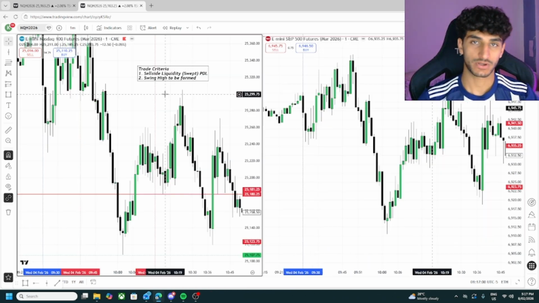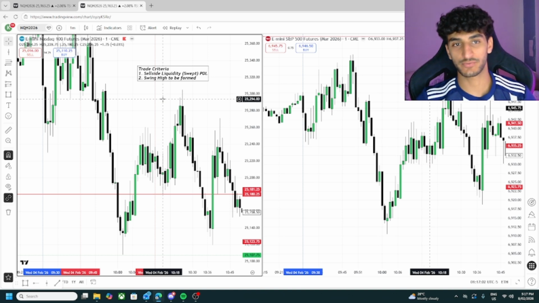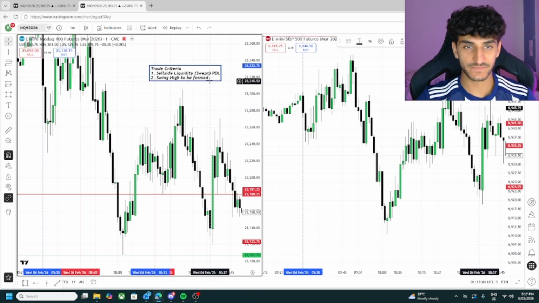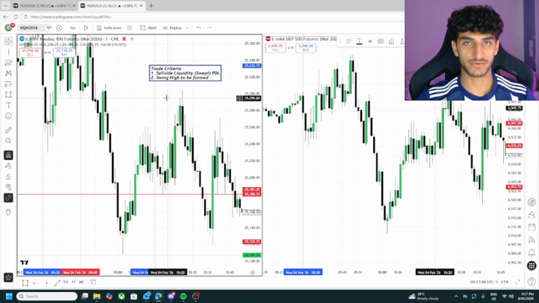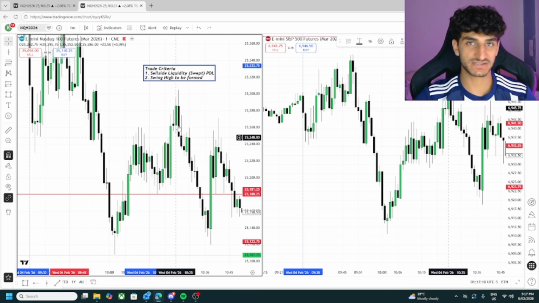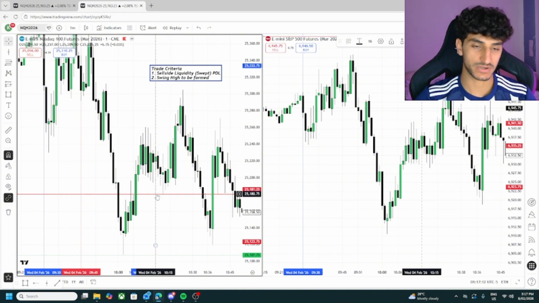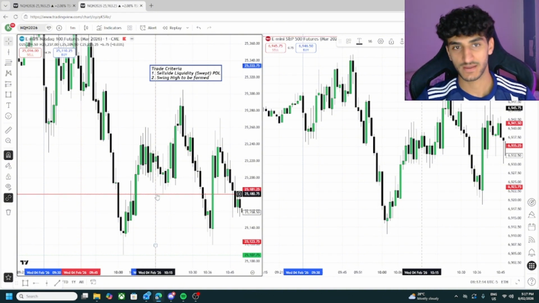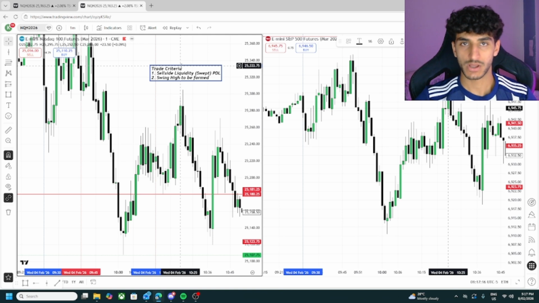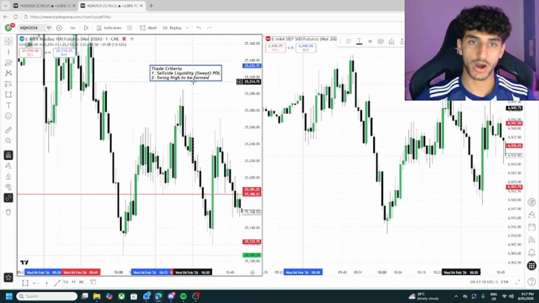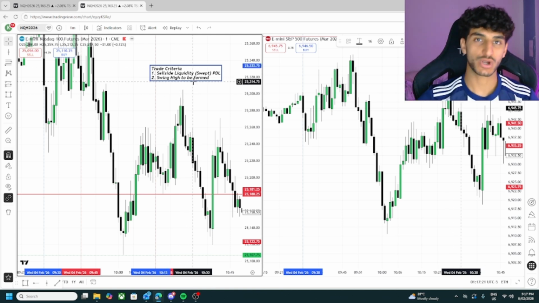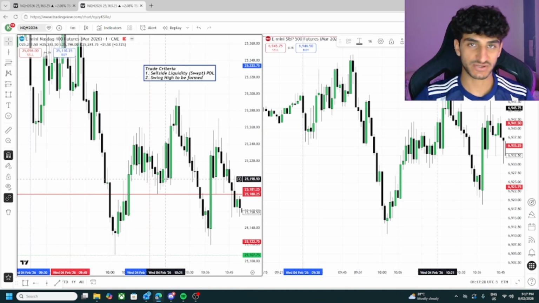One is enough. All right, so we always have a trade criteria that we have to follow, and the first step in this trade criteria is we must get a sweep of either a sell side or buy side liquidity. And obviously in this example, we got a sweep of sell side liquidity, which was the previous day low level. Now the second step in our trade criteria is going to be a swing high to be formed. I want to see a swing high being created after sweeping that sell side liquidity level.